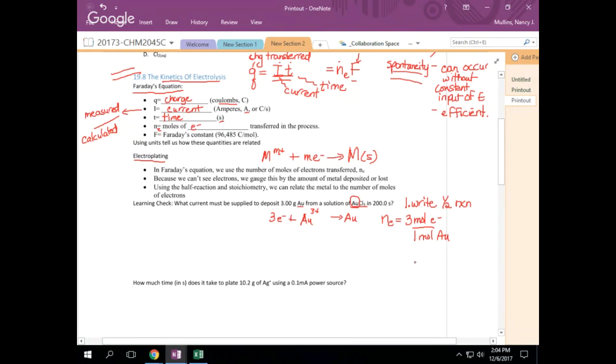So every time 1 mole of gold deposits, I'm going to get 3 moles of electrons. If I'm not making 1 mole, then it's going to be some portion of that. So the question says, what current, what is I, if I want to make this many grams of gold in 200 seconds? There's our T.